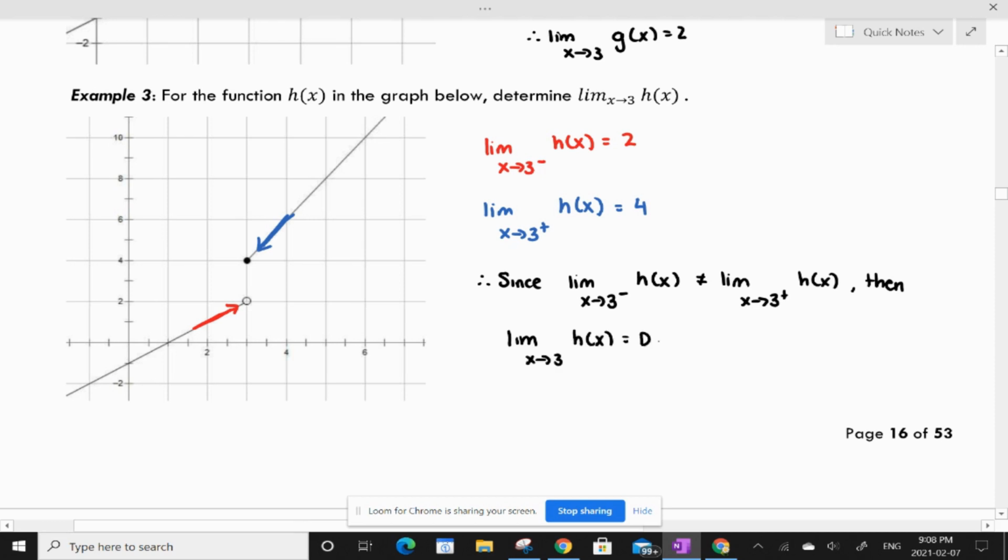D, N, E. In order for the limit to exist, the left-hand side limit and the right-hand side limit must equal the same number. In this case, they didn't, and that's why it left us with does not exist. Let's take a look at one final example with a graph on the next page.